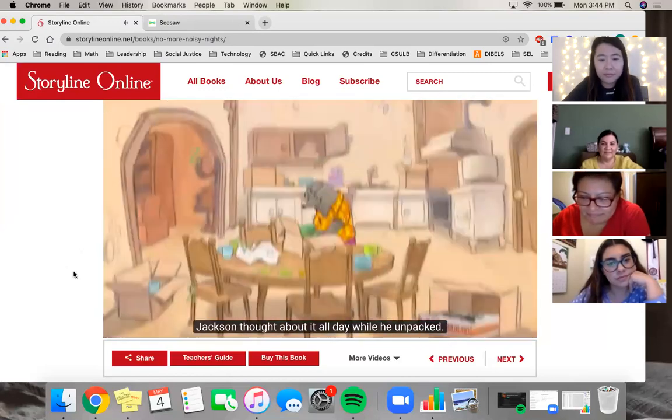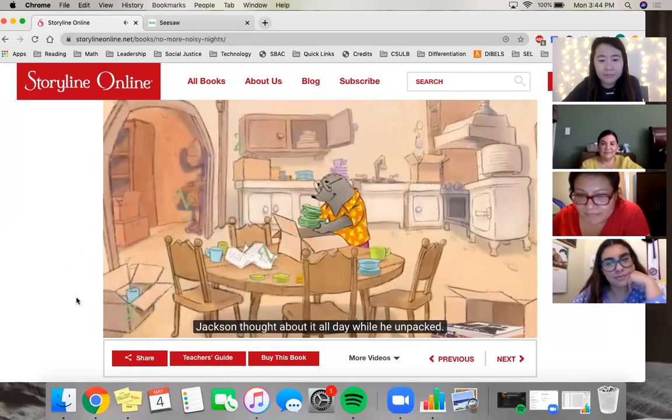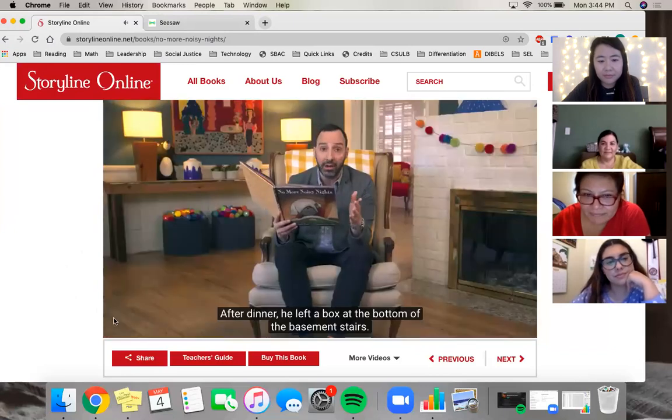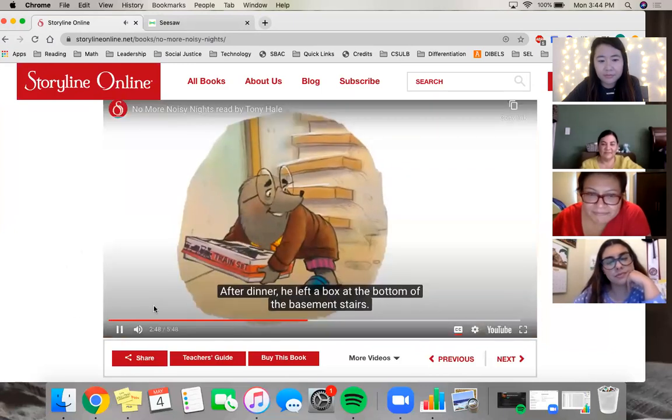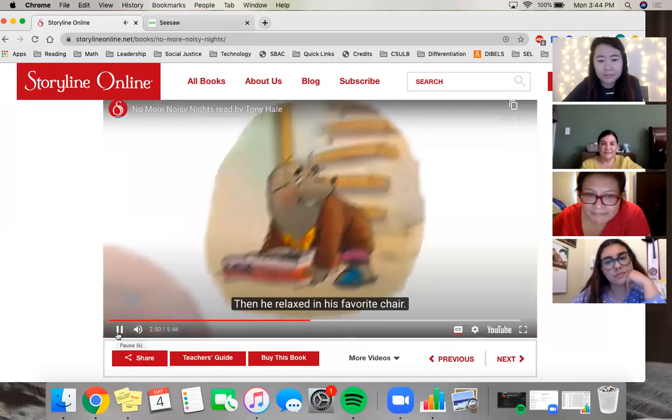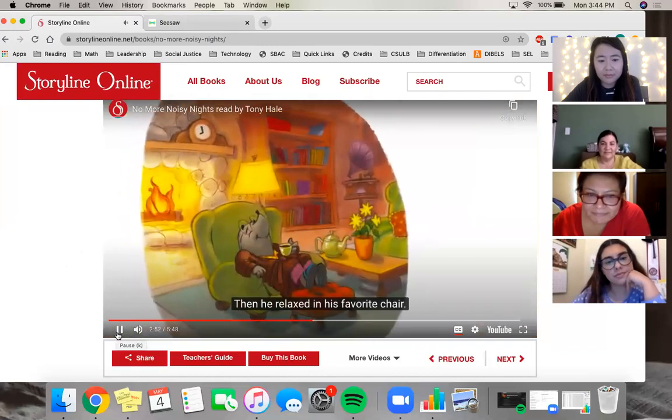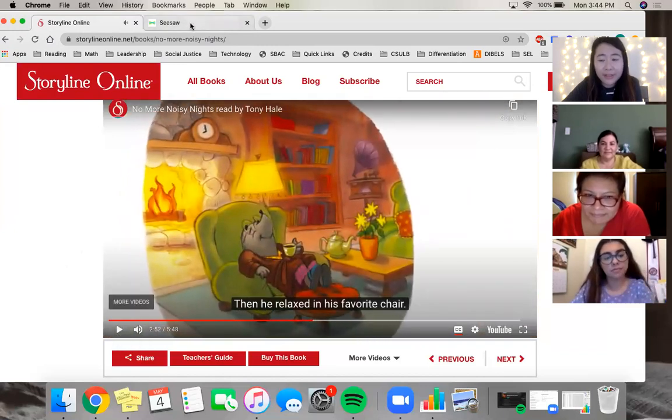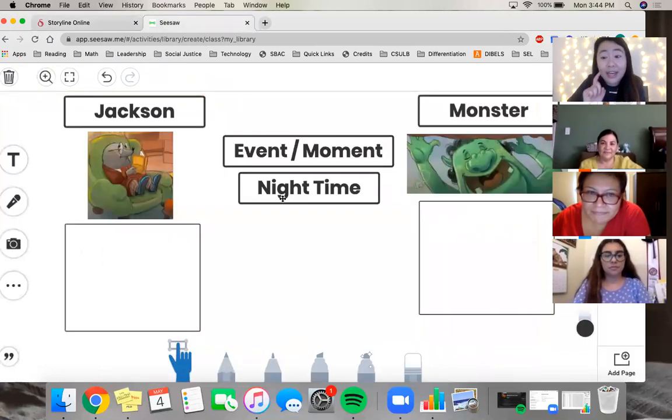Jackson thought about it all day while he unpacked. After dinner, he left a box at the bottom of the basement stairs. Then he relaxed in his favorite chair. I'm going to pause right there, and I know I let the story go a little bit further because I really want to test you to think about, are you thinking about the nighttime to compare and contrast our characters?